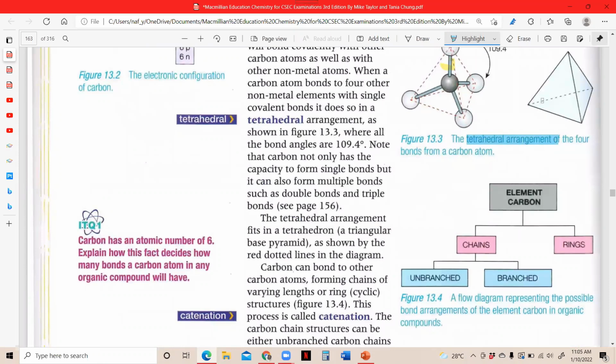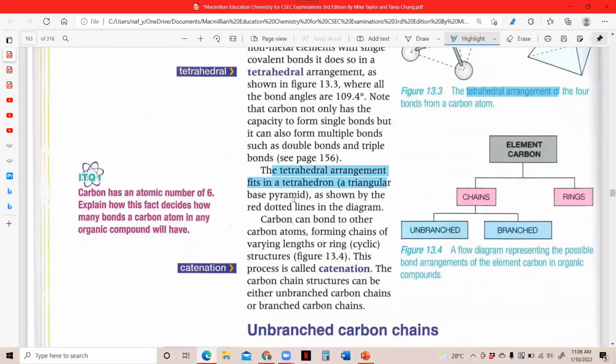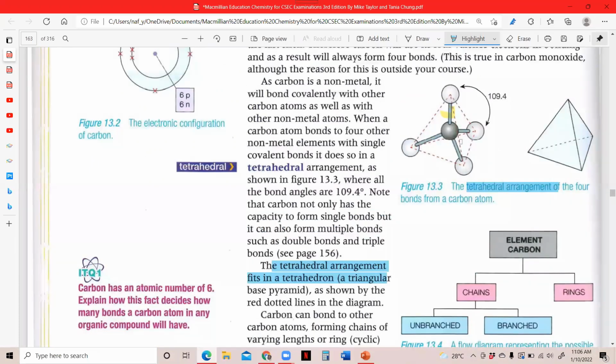So pretty much like in math when they're talking about pyramids, and what kind of base pyramids are tetrahedral, right? So it's a tetrahedral arrangement, a triangular base pyramid. That should be familiar to you because you learned about diamond, and in diamond, the shape was tetrahedral.